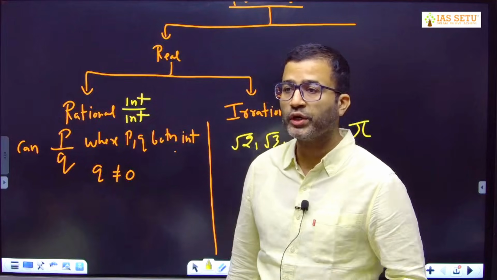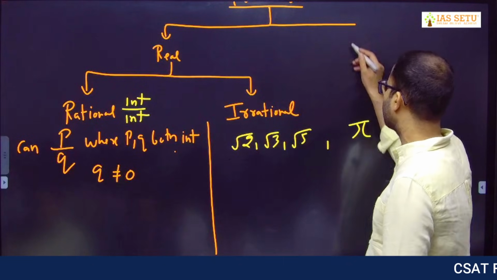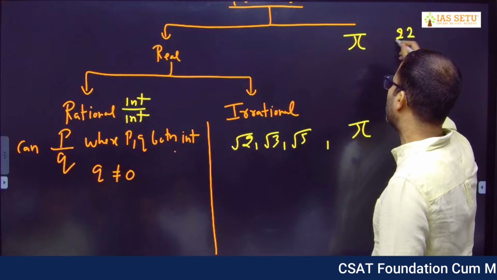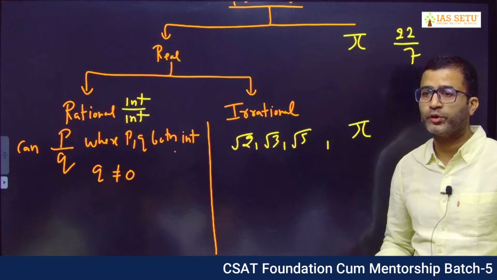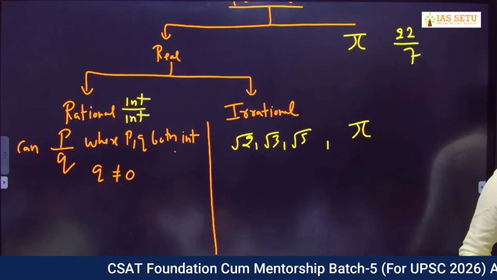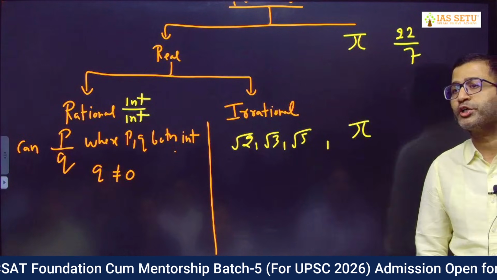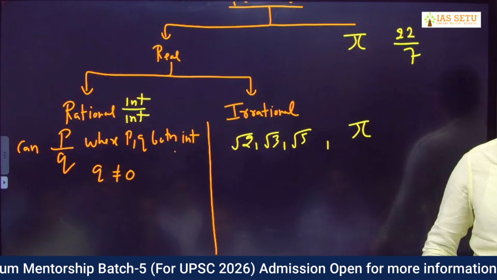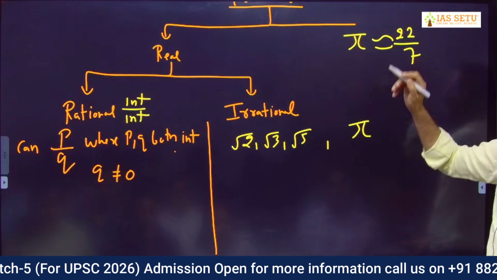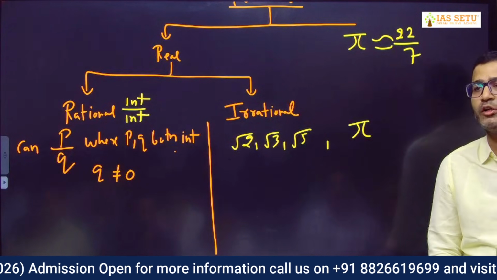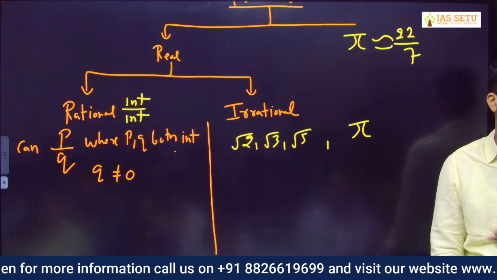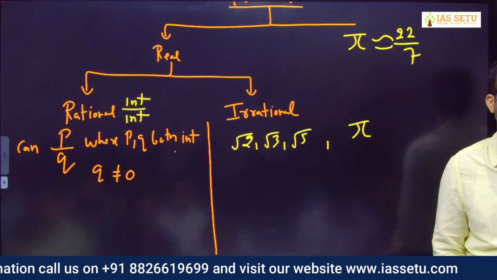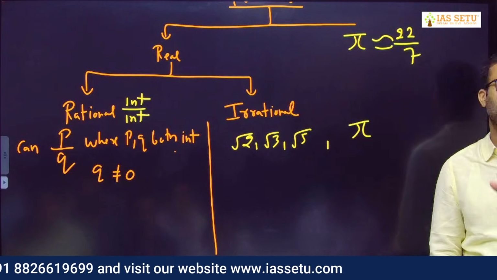But here some students argue with me, sir, in school days we have taken the value of pi as 22/7, which is actually integer upon integer form, so it should be a rational number. Let me tell you, this 22/7 is not the exact value of pi, it is the approximate value of pi. I will prove it within 2 minutes. Can anyone tell me what is the exact value of pi?